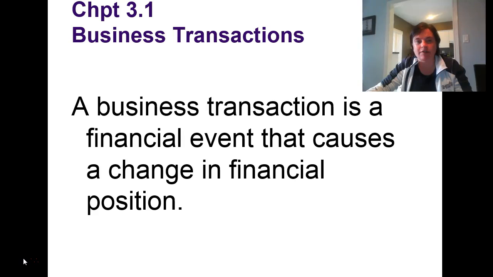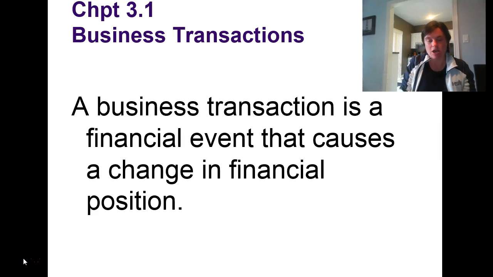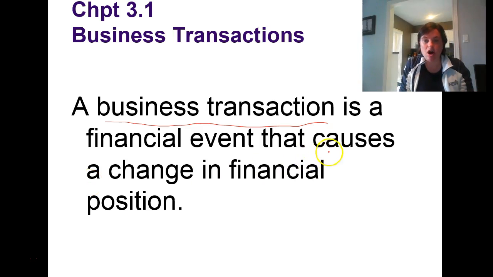And why would it look different? Well, the company would be making sales. The company would be buying products. The company would be paying employees. The company would be buying a new piece of equipment. And all of these things would happen. And these things are called business transactions. So this is a very important concept. Business transactions, okay, is a financial event that causes a change in financial position.